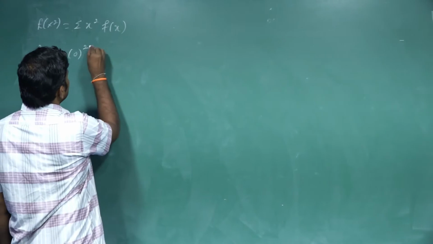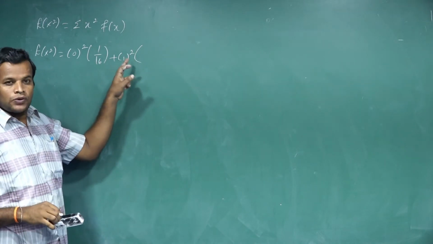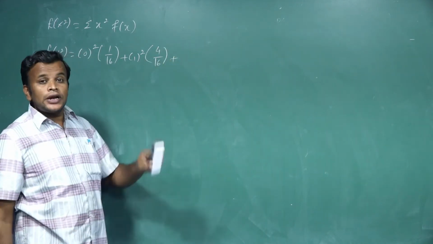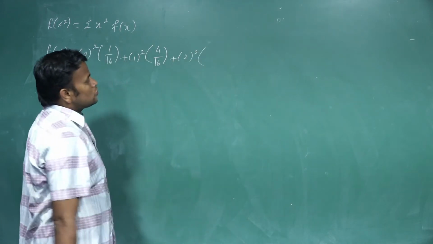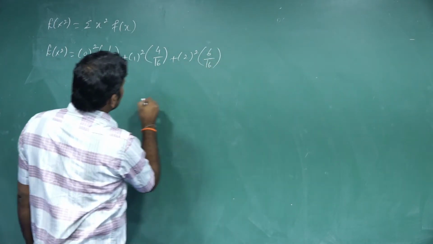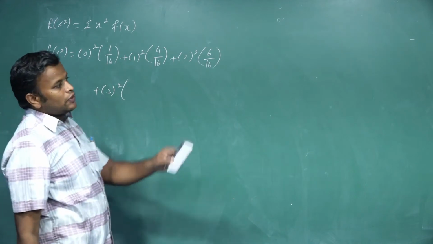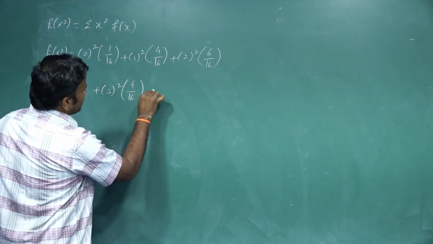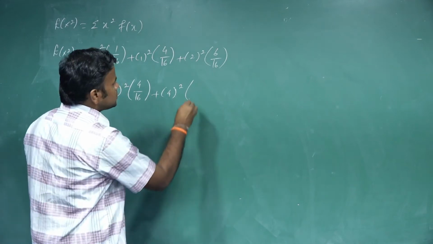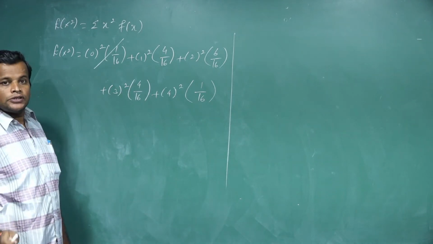So first 0 square into 1 by 16 plus the next random variable value is 1 whose square, 1 square into whose probability value is 4 by 16, plus the next random variable value is 2 whose square is 2 square into whose probability value is 6 by 16, plus the next random variable value is 3 whose square into whose probability value is 4 by 16, plus the last random variable value is 4 whose square into whose probability value is 1 by 16. Actually this one is cancelled because 0 and anything is always 0.